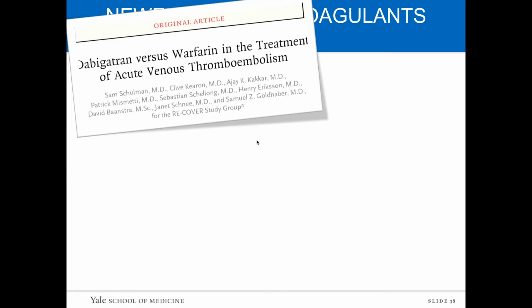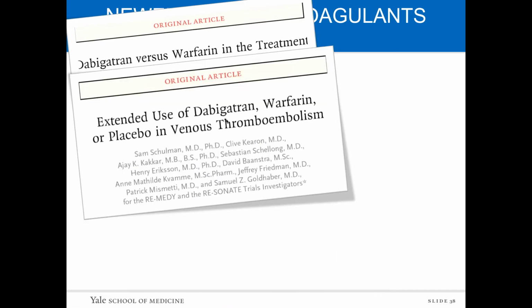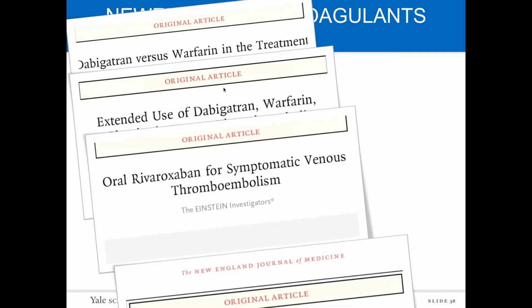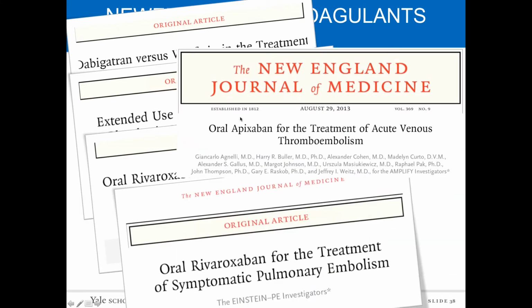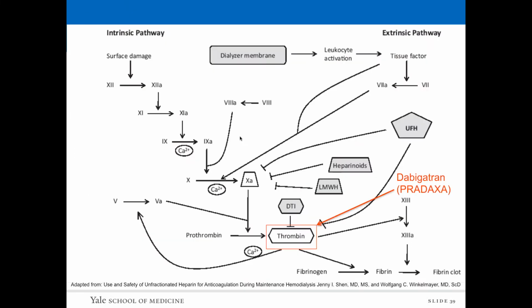Since the early 2000s, multiple newer anticoagulants came into practice. Dabigatran first for venous thromboembolism, followed by its use in pulmonary embolism, Rivaroxaban, and Apixaban. Now, all of you are an educated audience and can probably answer this question as to how many of these studies actually included chronic kidney disease and end-stage renal disease patients, and the answer is none of them. We'll still go ahead and review these drugs, whether or not they can be used in our population.